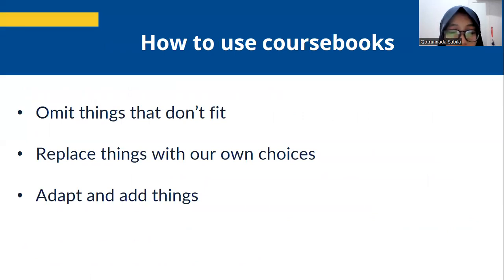How to use course books. Most teachers, however, bring their own personalities, choices, and abilities to bear on the material they are using. In the case of the course book, there are a number of ways of doing this. The first is omit things that don't fit. If we find things in the book which are not appropriate for our students or things which we don't think are necessary, we can simply leave them out and then replace things with our own choices.